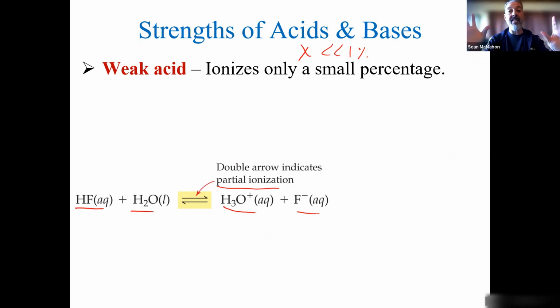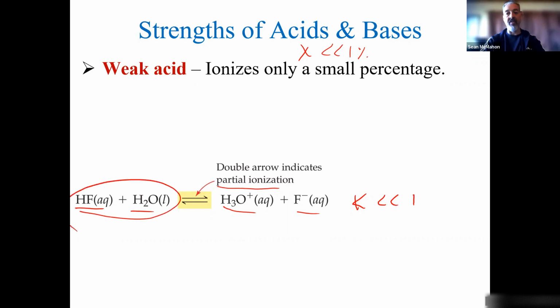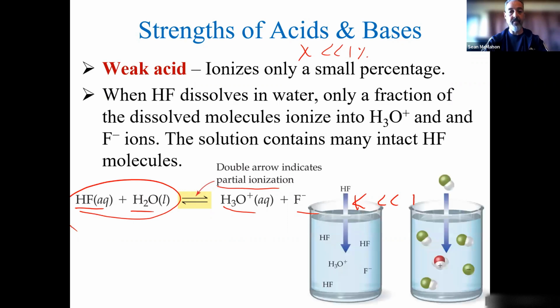So with weak acids, my K of equilibrium would be less than 1. Why? Because the reactants are favored. That's what we talked about in chapter 10 with our equilibrium constants. Okay? So what does that look like? When I throw hydrogen fluoride or hydrofluoric acid in water, I only get a few ions.